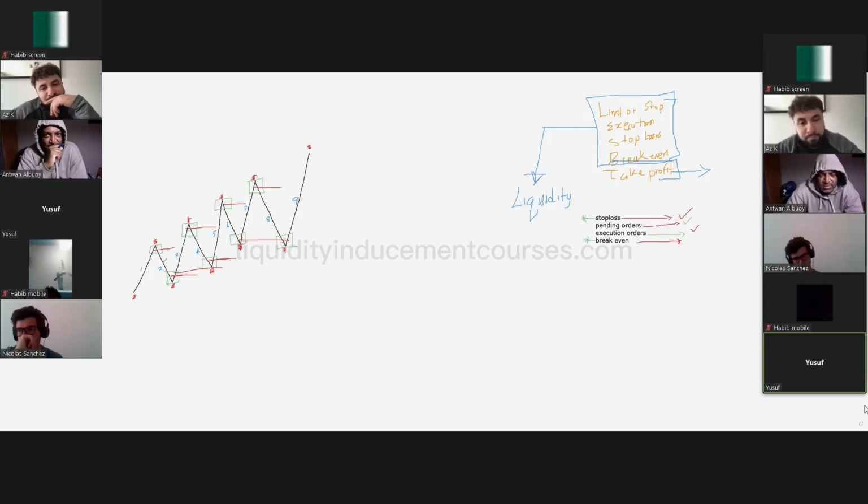I hope it is making sense, everybody. Now, this can become really, really, really complex because you need to start thinking, okay, where could the pending orders be? Where could the execution orders be? Where could the stop loss be? At every point in time, and that is a lot of tax right there. But no, you don't have to do that.